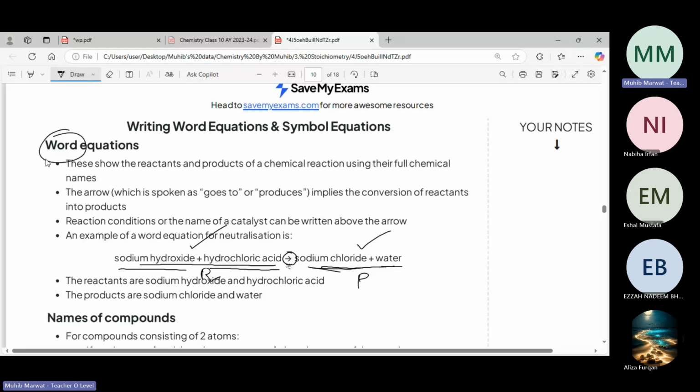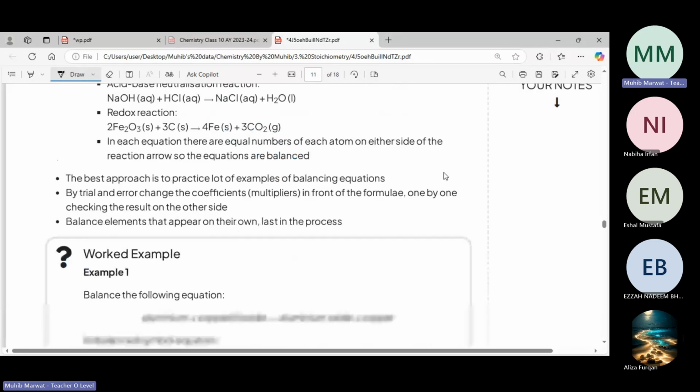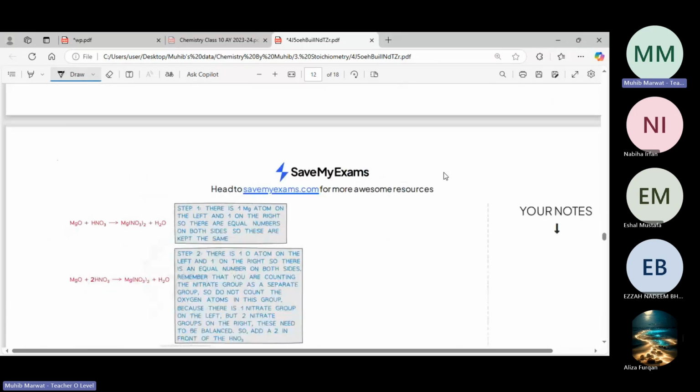So when you are asked to write a word equation, you should not write like that: NaOH reacts with HCl to form NaCl plus water. This one will be wrong because this is a word equation. Clear? Full chemical name. Okay, name of compound, we will be discussing this from next week, inshallah.